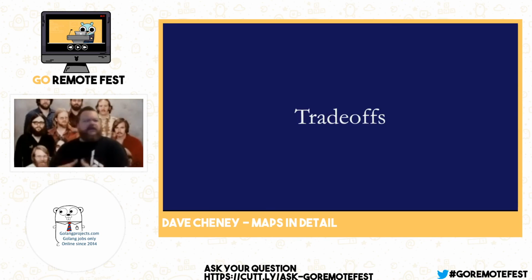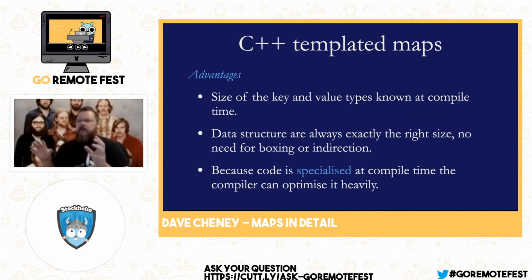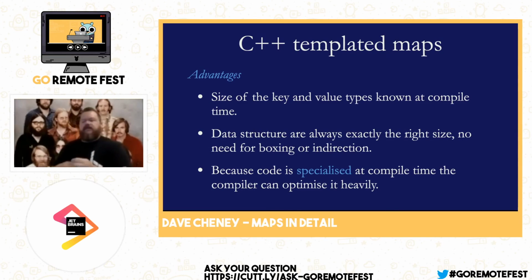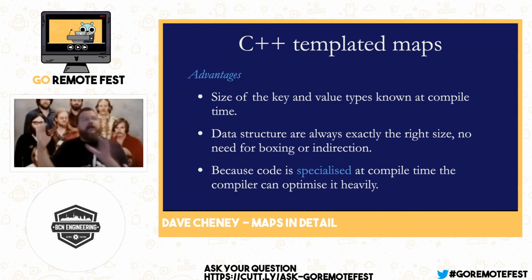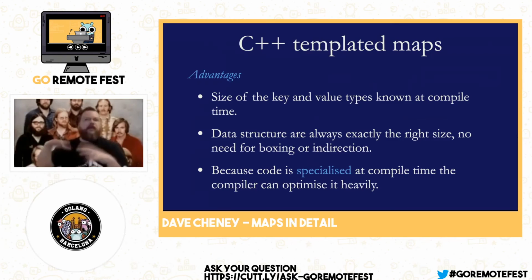So we've seen how C++ and Java implement a hash map. Let's take a quick look at the advantages and the disadvantages. C++, the size of the key and the value types and all of those things are known up front. That means your data structures are always exactly the right size. No need for boxing, no need for indirection. And because the code is specialized for exactly one kind of type, the compiler can probably optimize a bunch of logic which would be for more generic, like work with any type. So those are all good things.